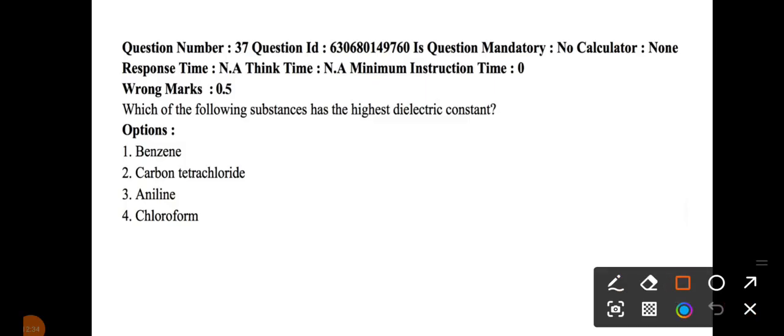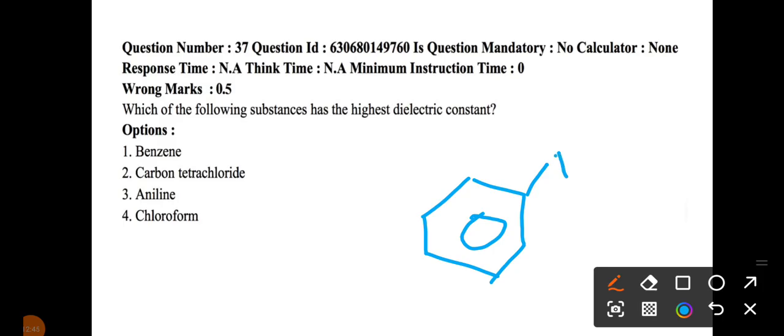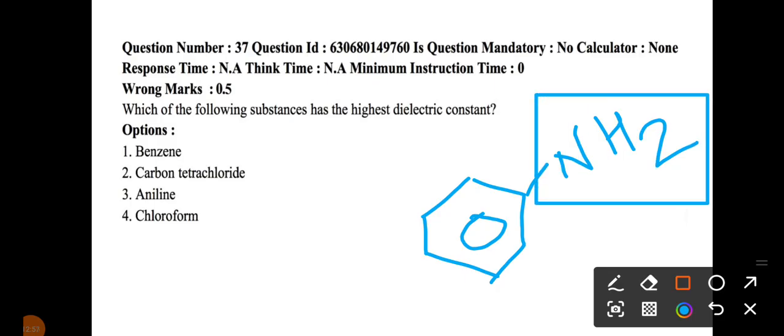In aniline, why is it polar? Because what is the structure of aniline? That is C6H5NH2, right? The benzene ring here and NH2, that is aniline. So the structure of aniline contains the amine group, and that amine group is polar in nature, meaning it has the highest dielectric constant among these options. Comparatively, in these options, aniline is highly polar.